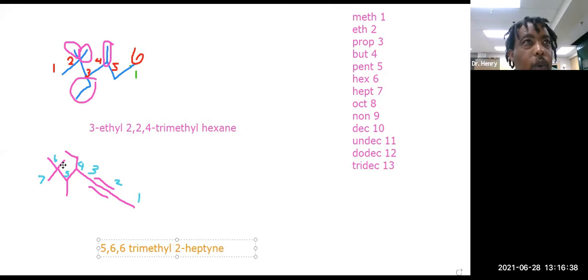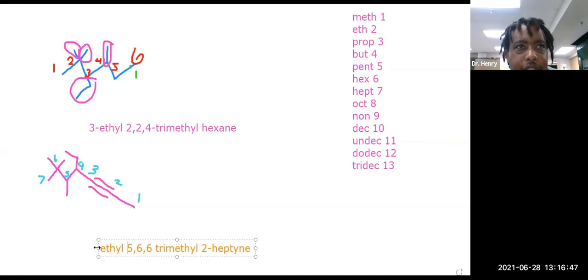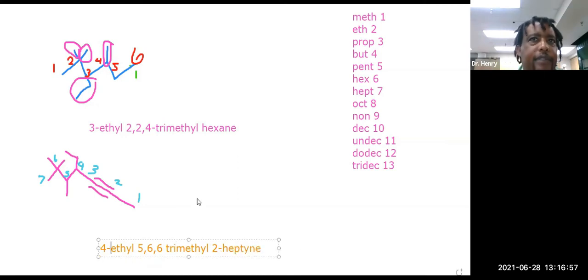And then what's on 4? That's an ethyl. An ethyl, that's right. So I put 4-ethyl, 5, 6, 6 trimethyl, 2 heptene. I did try this.